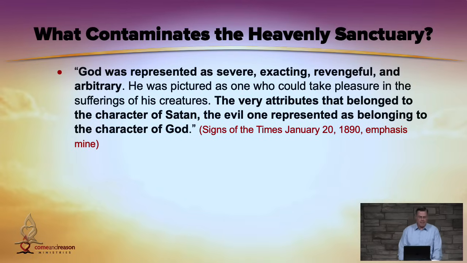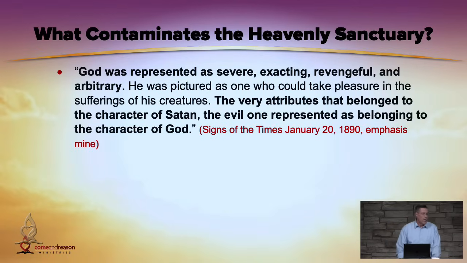"God was represented as severe, exacting, revengeful, arbitrary. He was pictured as one who could take pleasure in the suffering of his creatures, the very attributes that belong to the character of Satan, the evil one, represented as belonging to the character of God." How is this done? Well, because the law was broken, and justice requires punishment, and God will not let people get away with sin. Somebody has to pay the price, and if you don't accept Jesus' payment, then God is required by law and justice to use his power to torture and kill you. He's severe, he's exacting, he's revengeful, he's arbitrary, makes up rules, made up laws. It's all based on this lie about God's law.